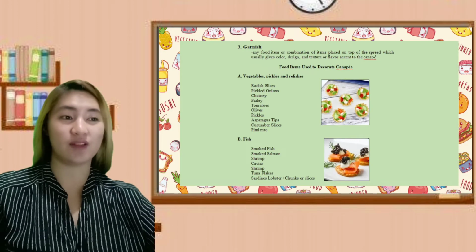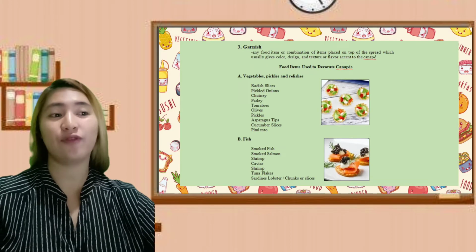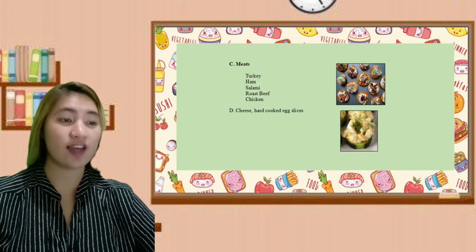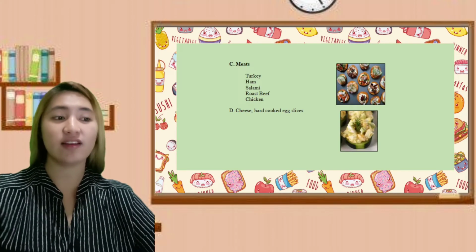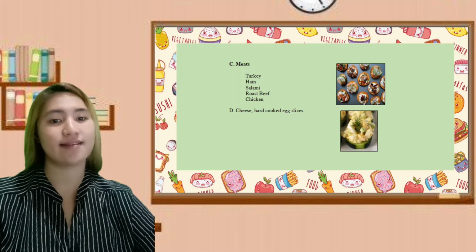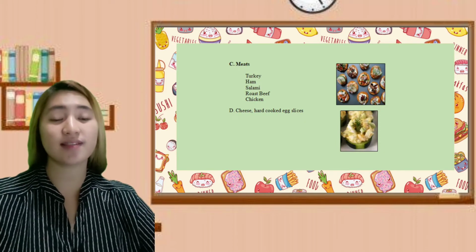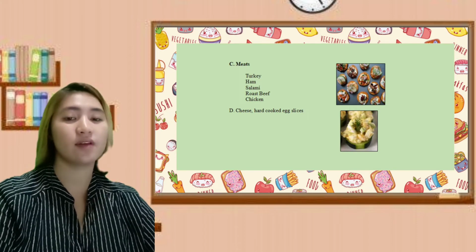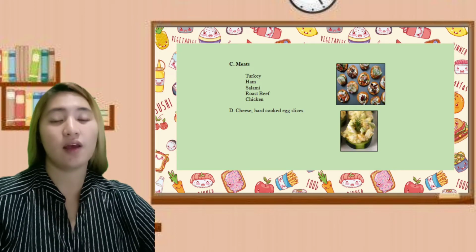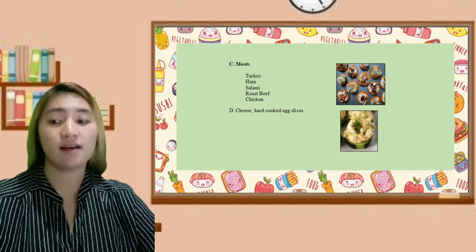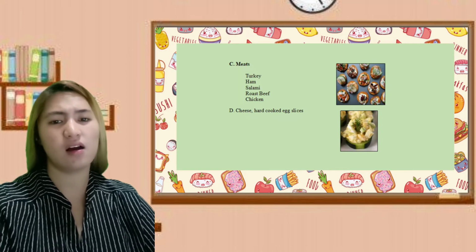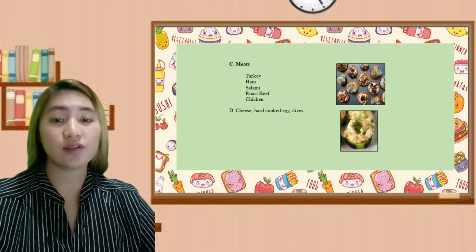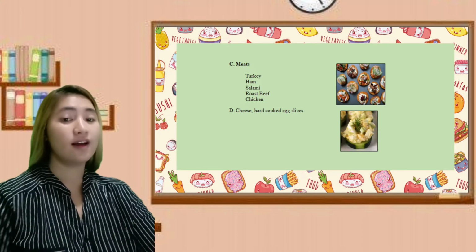Okay, Miss Rose, and how about the garnishes? Okay, exactly, for the garnishes, we have vegetables, pickles and relishes, fish, meats, cheese, and hard-cooked egg slices. So we use garnishes to make our food look more appetizing and presentable.